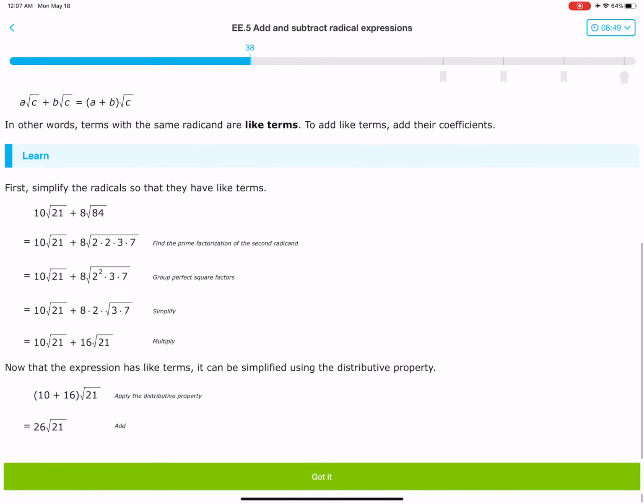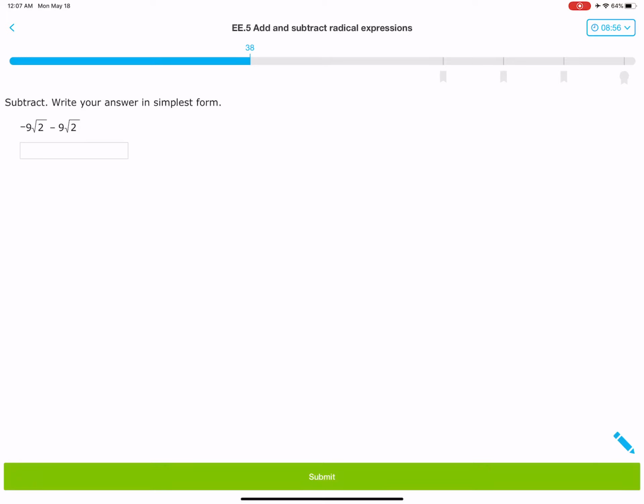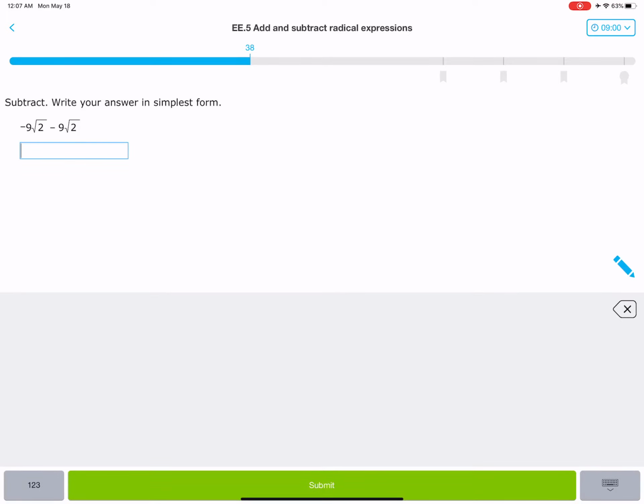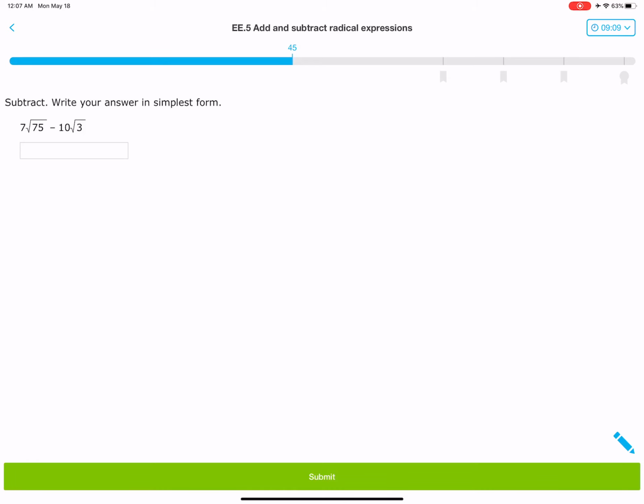Oops, I meant to write 26. My mistake. But you guys get the gist of it. Negative 18 square root of 2. Let's keep going. Okay, so here's another example.